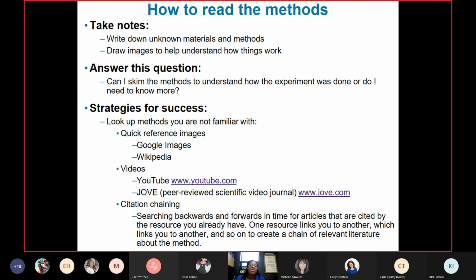Right. So you can go to Google Images and literally put a method in there. And a lot of times you're going to see beautiful images that explain how to do that particular scientific thing, and how we use that to study lung cancer. And if you just want a quick reference, even Wikipedia often has images that show you how these methodologies work.